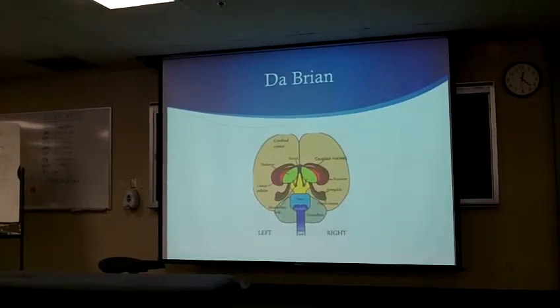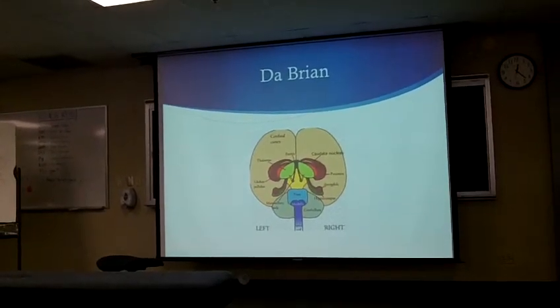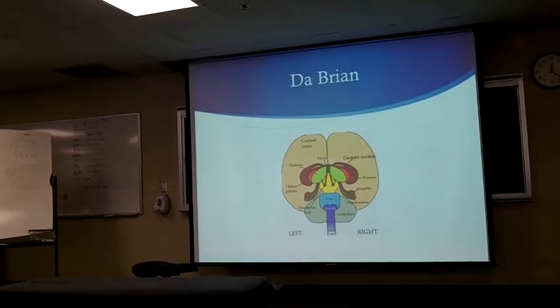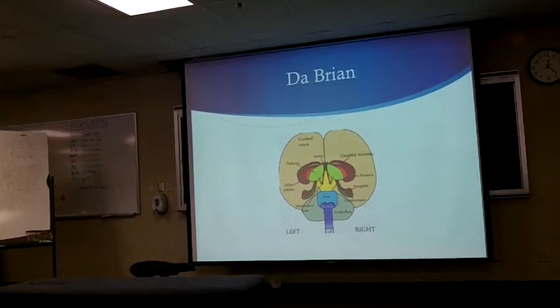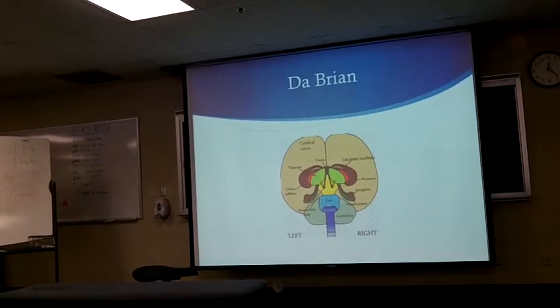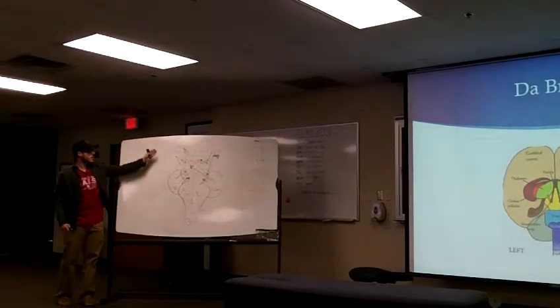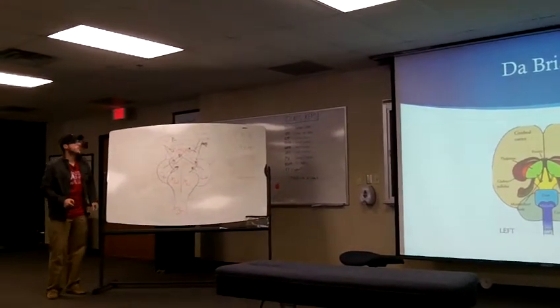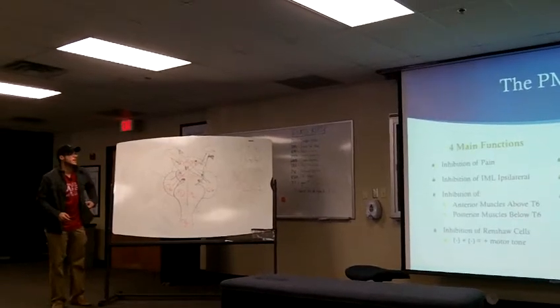So going back to the 4 main functions of this right here. I need to draw this before I do that. The cortex, because that's what I just said, fires down ipsilaterally. So cortex fires down to the same side pons, same side medulla, same side mesencephalon, okay? The first one is inhibition of pain.